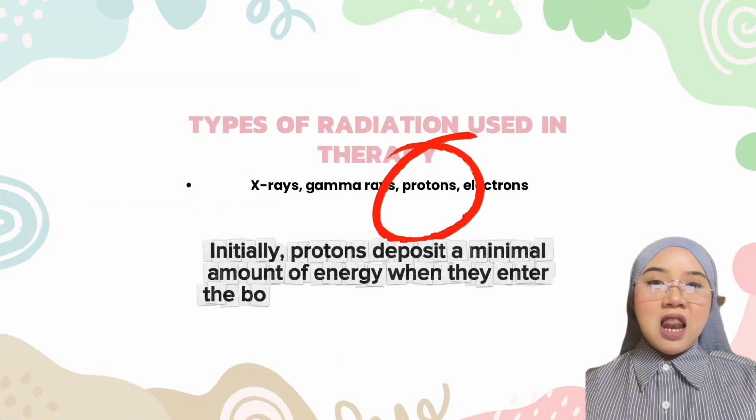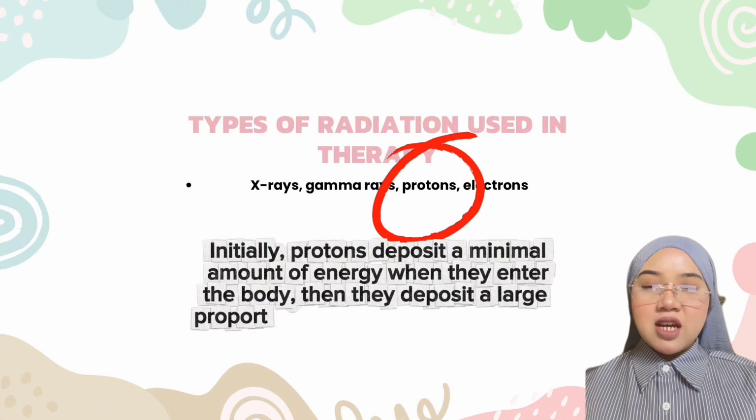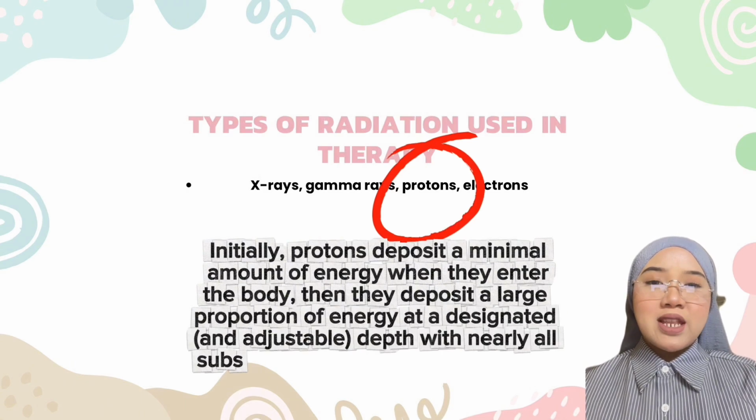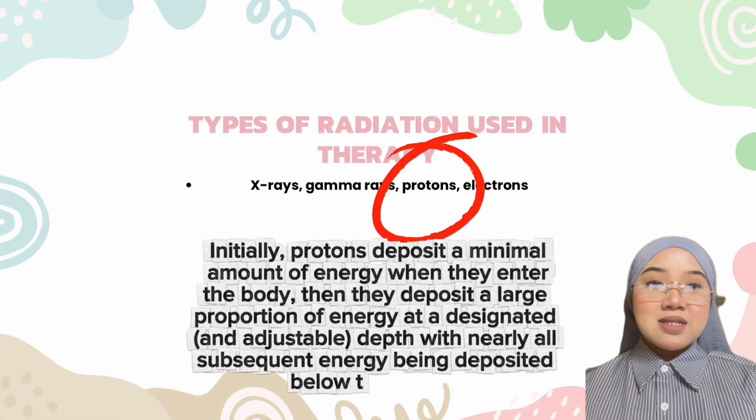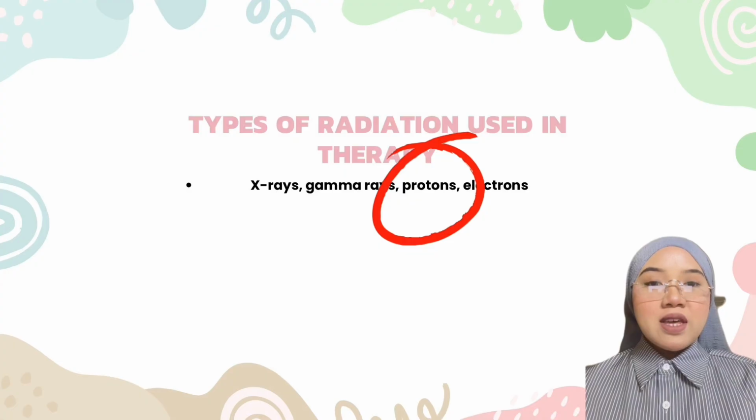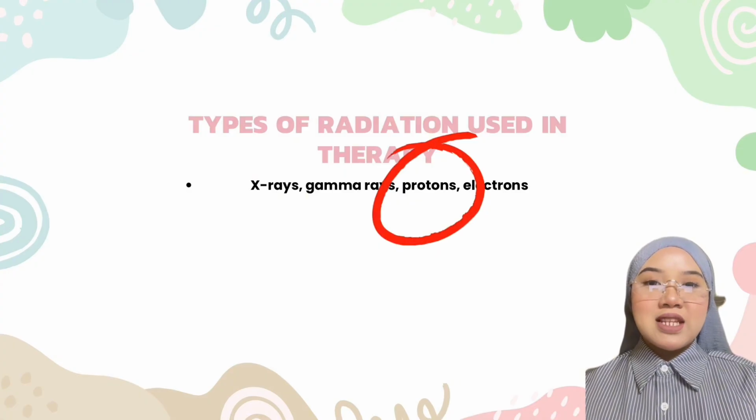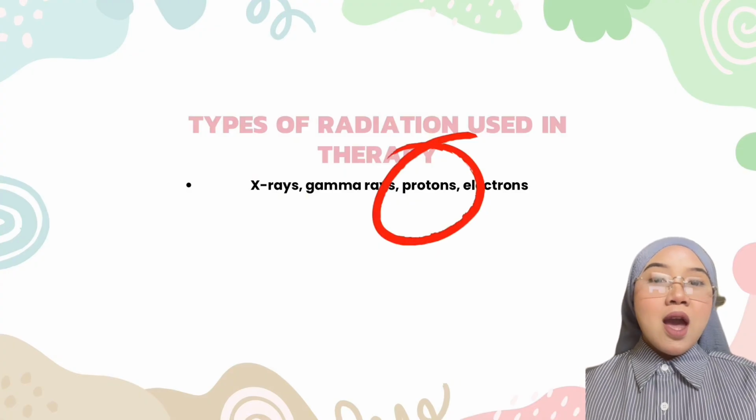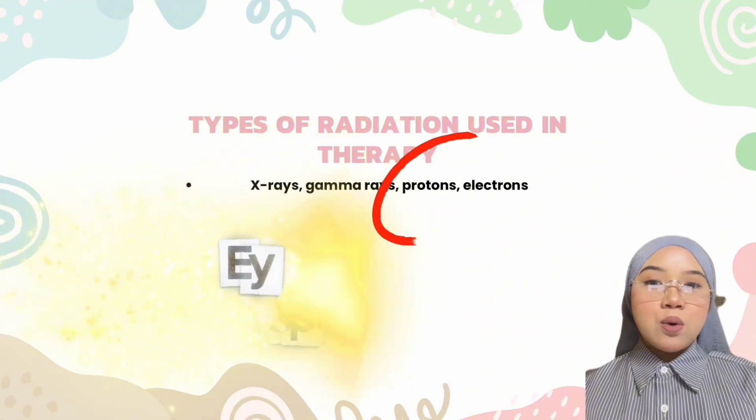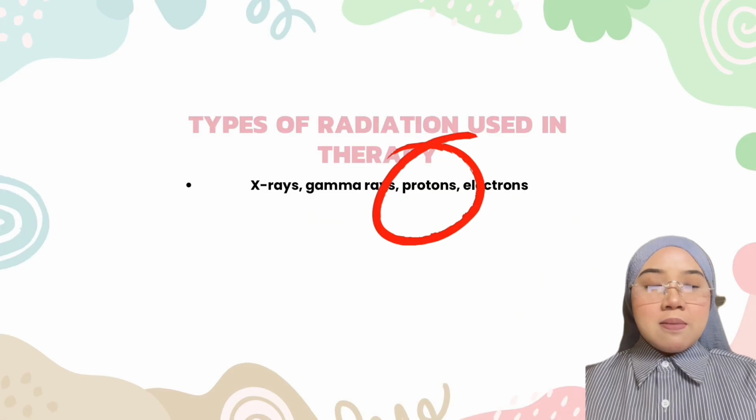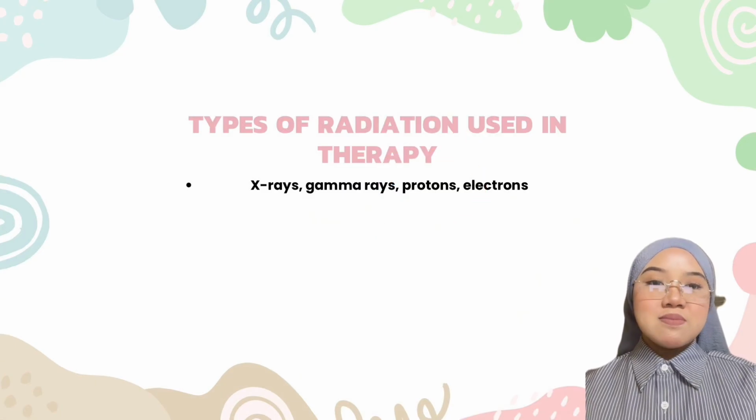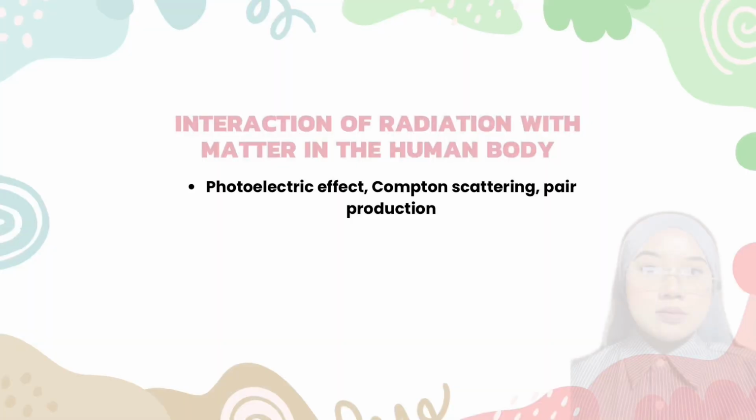Then they deposit a large proportion of energy at a designed and adjustable depth, with nearly no subsequent energy being deposited below this depth. Because of this exceptional precision, proton therapy is particularly useful for treating children with cancer tumors that are adjacent to vital organs such as the eye and the spinal cord, and tumors that require minimization of adverse effects due to long-term exposure.